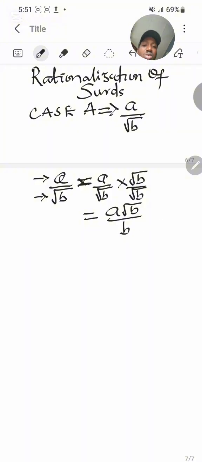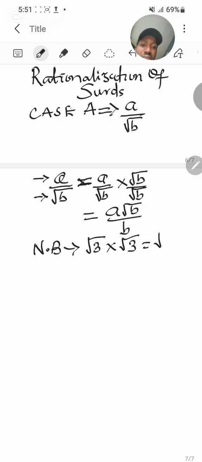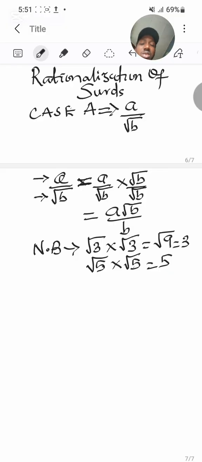B. So don't forget another principle that we just need to take notice of. When you say root 3 times root 3, usually we write root 9 and it eventually still gives us 3. So anytime you have two surds exactly the same, root 5 times root 5 will just give us 5, instead of writing root 25, then later finding the square root of 25 to be 5. So that's what we did here, root B times root B is going to give us B.